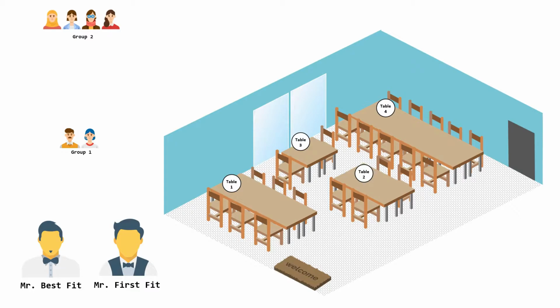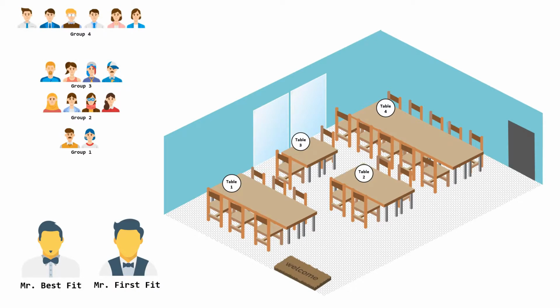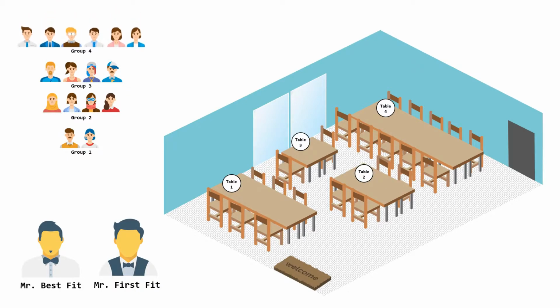The customers are the jobs that need to be executed, and the tables are the partitions of memory that are arranged contiguously. As a host, how are you going to escort your guests into the restaurant?